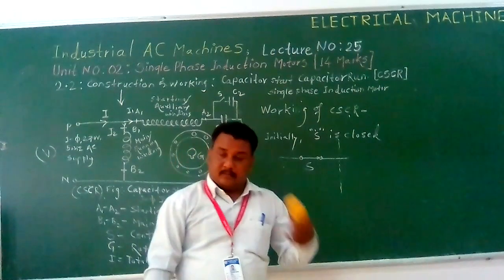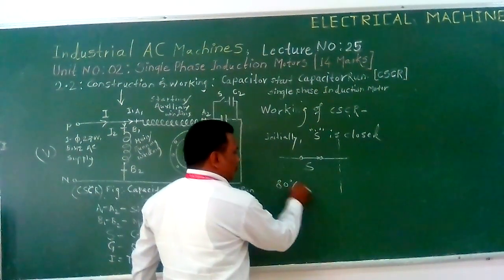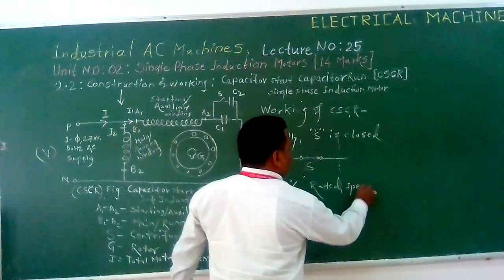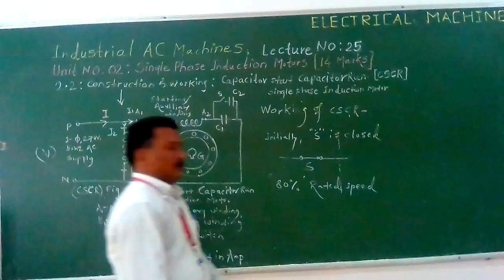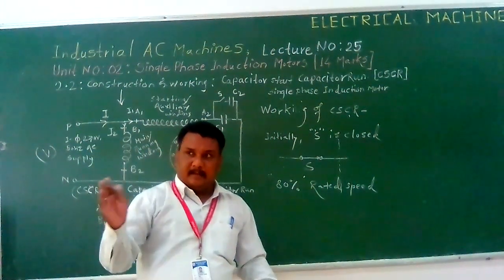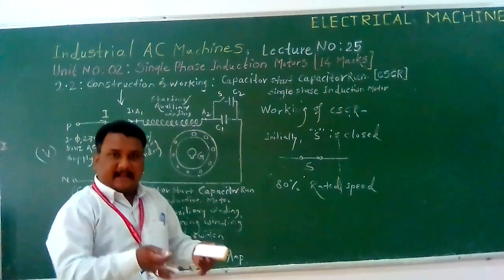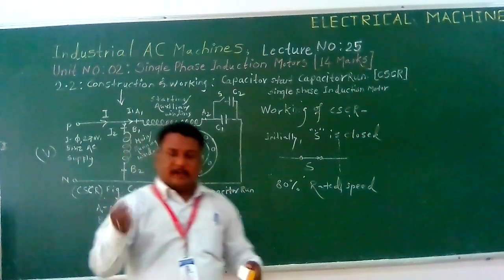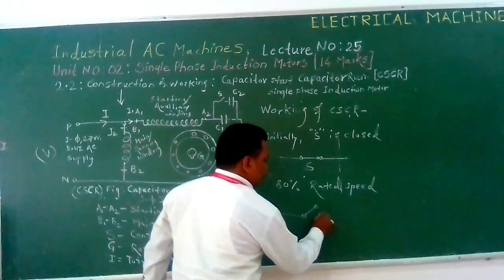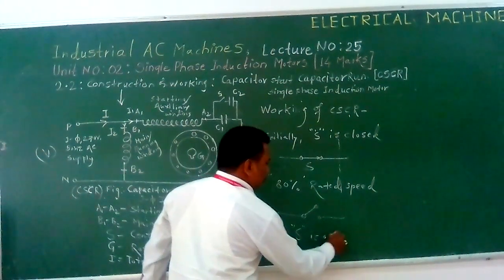Now what happened? Whenever it gathers 80% of rated speed, then by the centrifugal process, the centrifugal switch, which is a mechanical type of switch, gets opened. Yes, it is open.